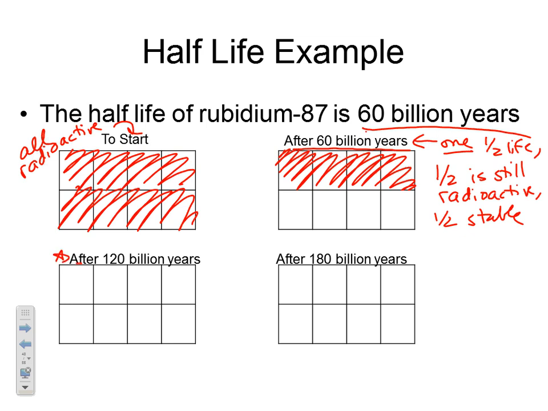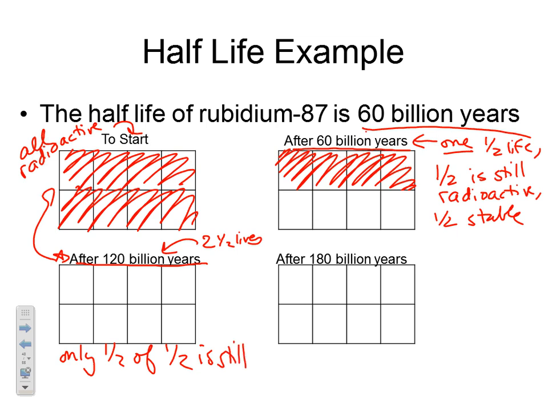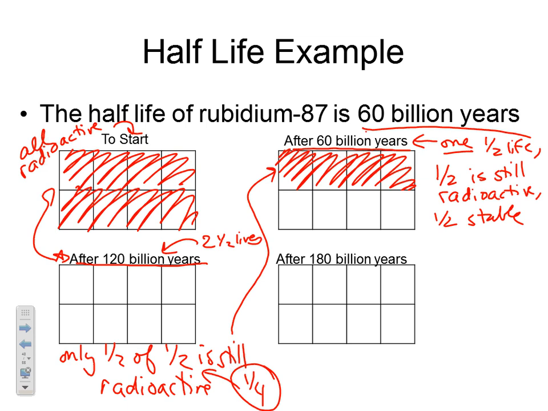After 120 billion years, well, this is 2 half-lives. And I mean 120 billion years since starting. After 2 half-lives, only half of half is still radioactive. So it hasn't gone to 0, because with each half-life you are taking half of whatever remained. So after 2 half-lives, we're starting with half of what we had, and half of that is still radioactive. Half of half, aka 1/4. Right, 1/4 of it is still radioactive, so you're only going to shade in 2, and the rest of it has become stable.